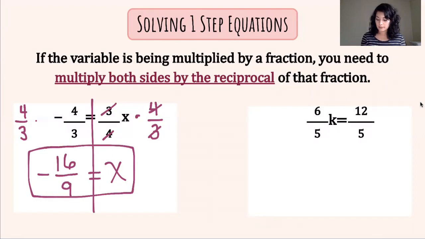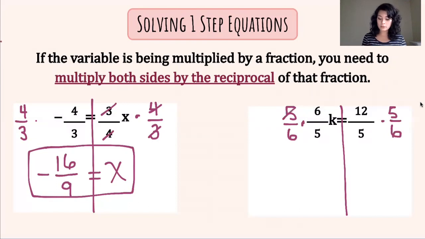Okay, let's take a look at this example. So again, the 6/5 is touching the variable. That means multiplication. I want to get rid of that fraction, so I'm going to multiply it against its reciprocal, which is 5/6. What I do to one side, I must do to the other. So I'm going to go ahead and set that up. On the left side, the 5's are diagonally across from each other, so they cross cancel, as well as the 6's. These two fractions completely cross cancel, and I'm left with my variable.